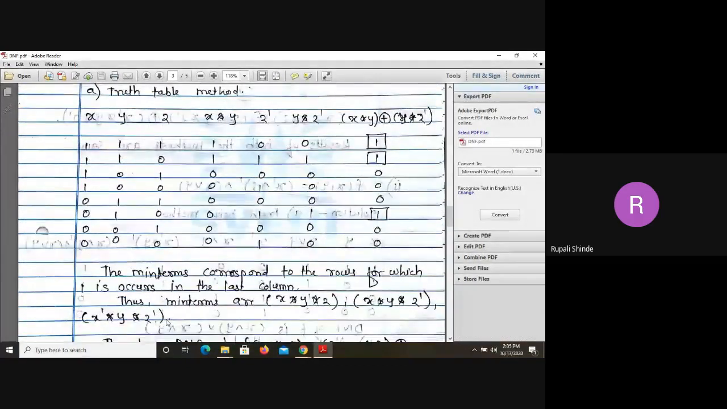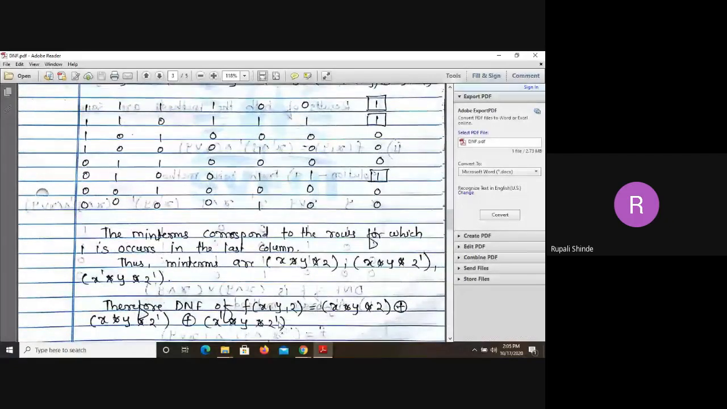Now here we got 3 minterms. Okay. Now we have to represent this in sum of product form. Product we got because inside the bracket a product is there. Now we just have to represent it in PDNF format as x star y star z XOR x star y star z complement XOR x complement star y star z complement.